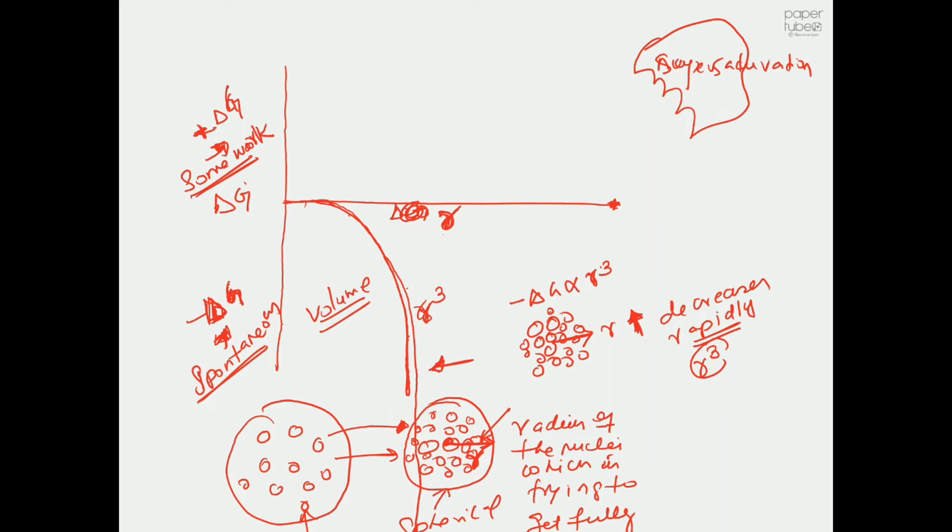So this is what Gibbs thought, and now we can go to the surface part. Your delta G is going to increase with R. In fact, delta G will be approximately proportional to R square. So this curve will go something like this. Yeah?